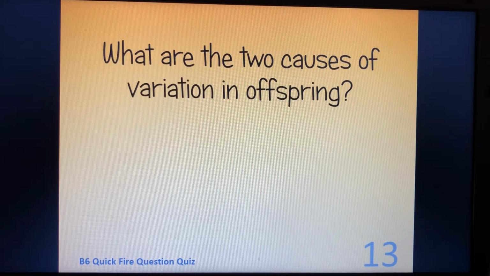Question 13. What are the 2 causes of variation in offspring? So we all have variety in the offspring that are produced. What are the 2 causes of that variation?